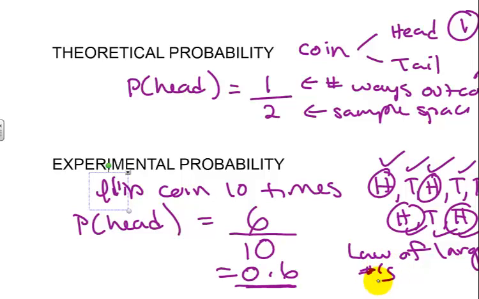And the law of large numbers is saying that the more times you attempt an experiment, the closer our experimental probability will be to the theoretical probability.